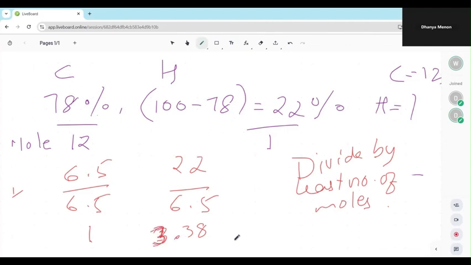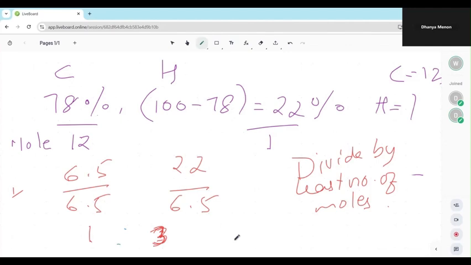Now students, here after the decimal we are getting 3, that is less than 5. So we can ignore this and keep it as a whole number, because the number of atoms cannot be a fraction. The empirical formula is the simplest whole number ratio of the number of atoms. So the ratio is 1:3.